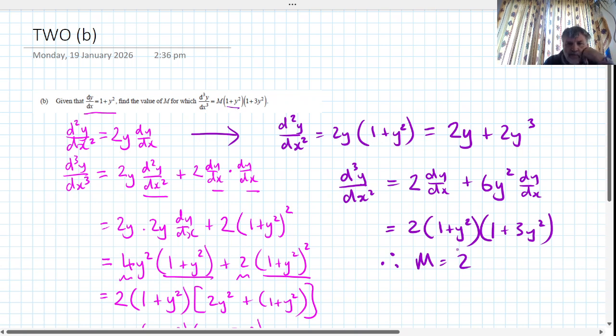So this way is probably simpler, but I just illustrate that you can do the question either way or any other way that mathematically is sensible.